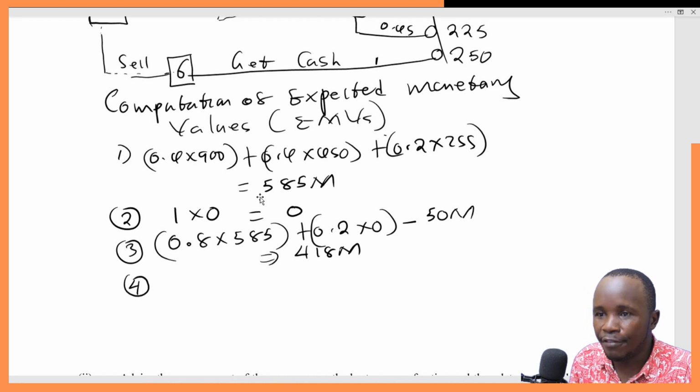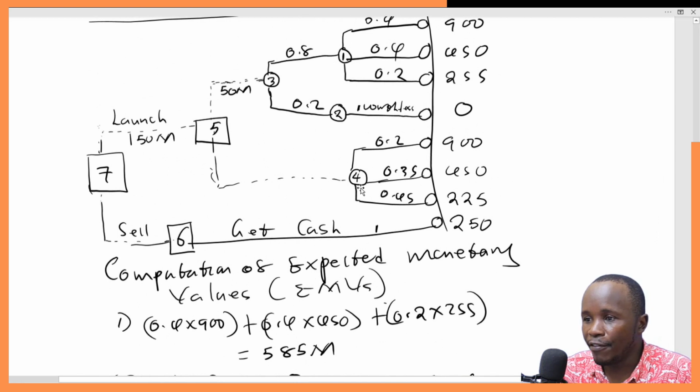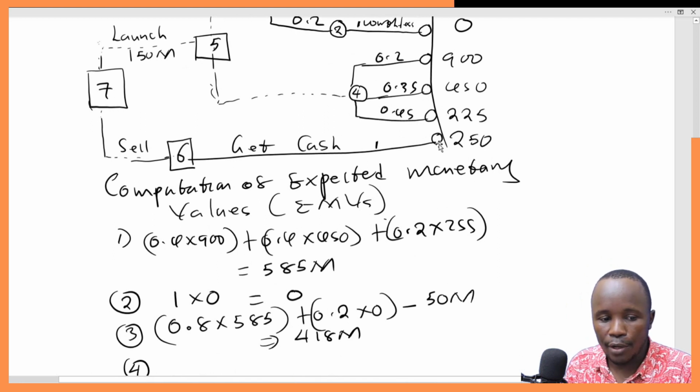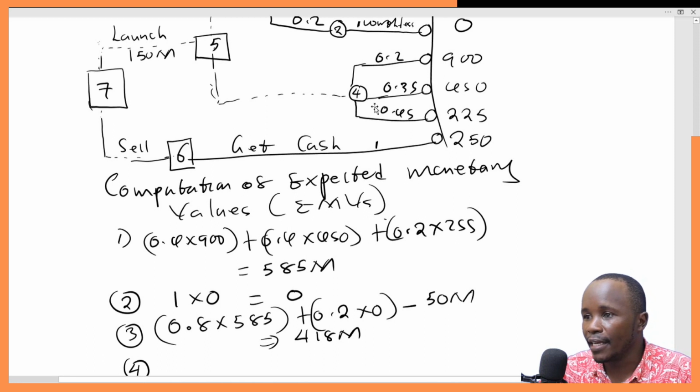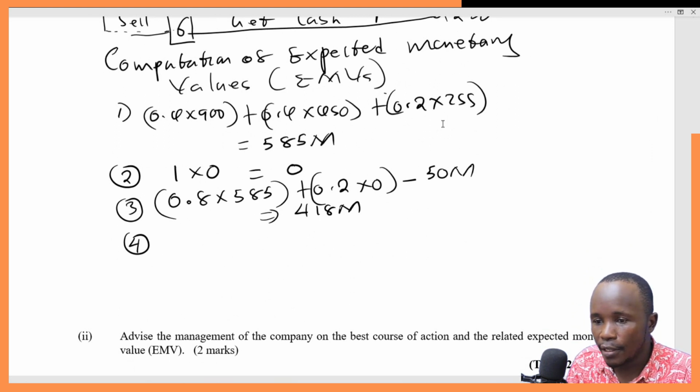We move to number 4. Where is number 4? Number 4 is here. This is not testing the market, and then you find the payoffs here. So what are you going to have here? Number 4 is 0.2 times 900, 0.35 times 450, 0.45 times. And remember here, you are not testing the market, so there is no cost.